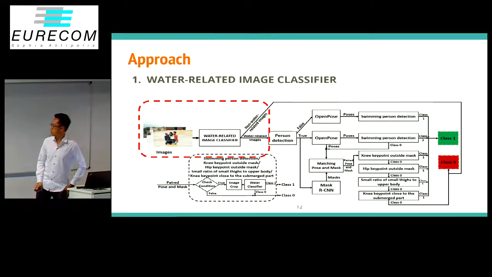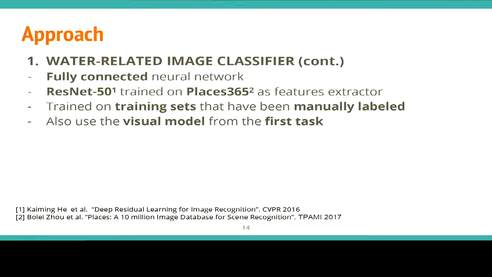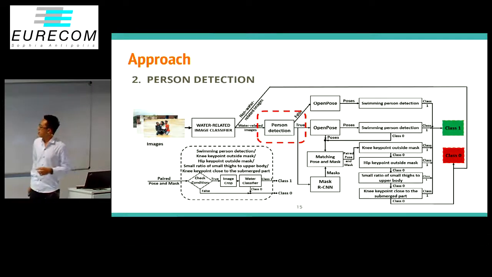For the first stage, they develop a water-related image classifier to classify an image as water-related or non-water-related. With this, they use a ResNet 50 trained on Places365, and they manually label the images from the training datasets and build a fully connected network to classify whether an image is water-related or non-water-related. After that, if it is non-water-related, they go to class 0. And if it is water-related, we have to ensure that there's at least one person in the image.